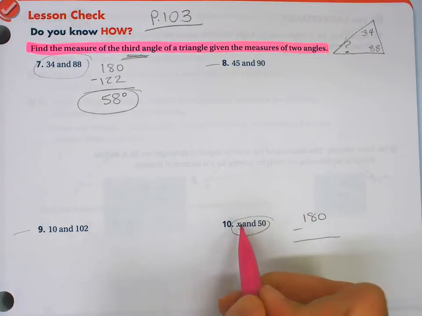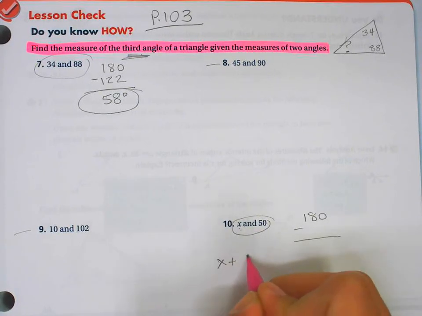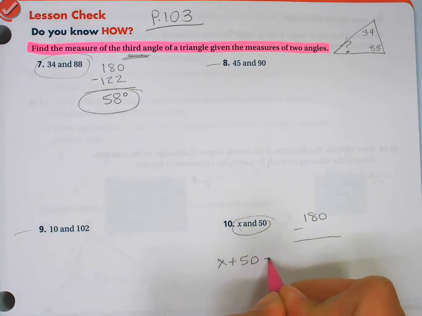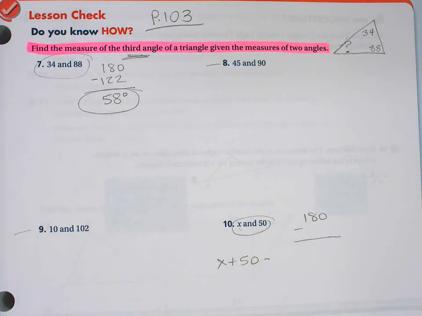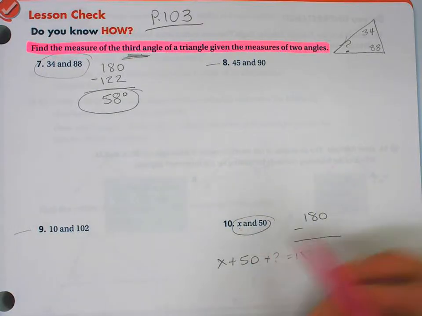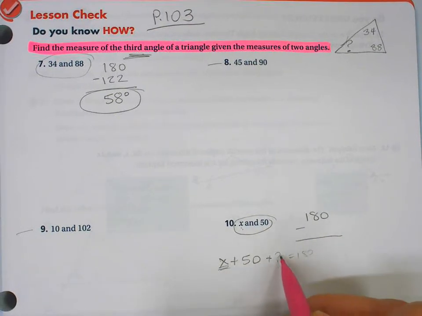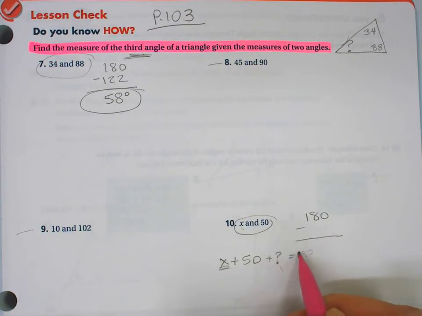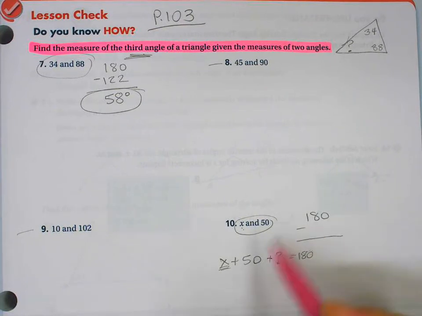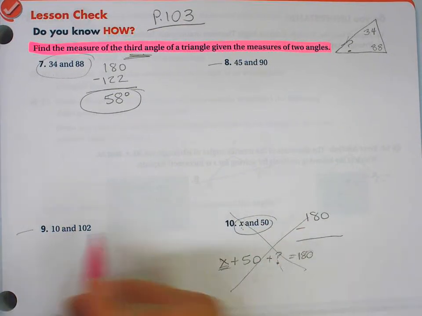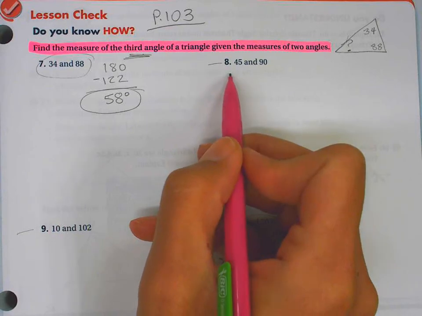The problem is it has an x. So I would actually set this up like an equation. x plus 50. Okay, just kidding. We're not going to do this one. It would be weird because we already have one unknown, and then I'd have another unknown, and we try to solve it and set it equal to 180. So just kidding, we're not going to do that one. Why don't we do number 9, and then you can try 8 together.